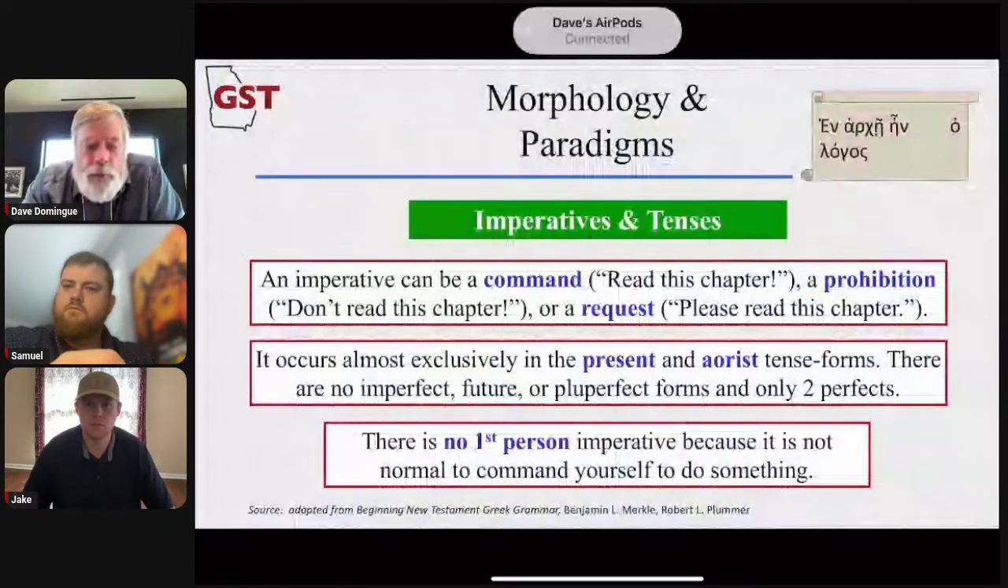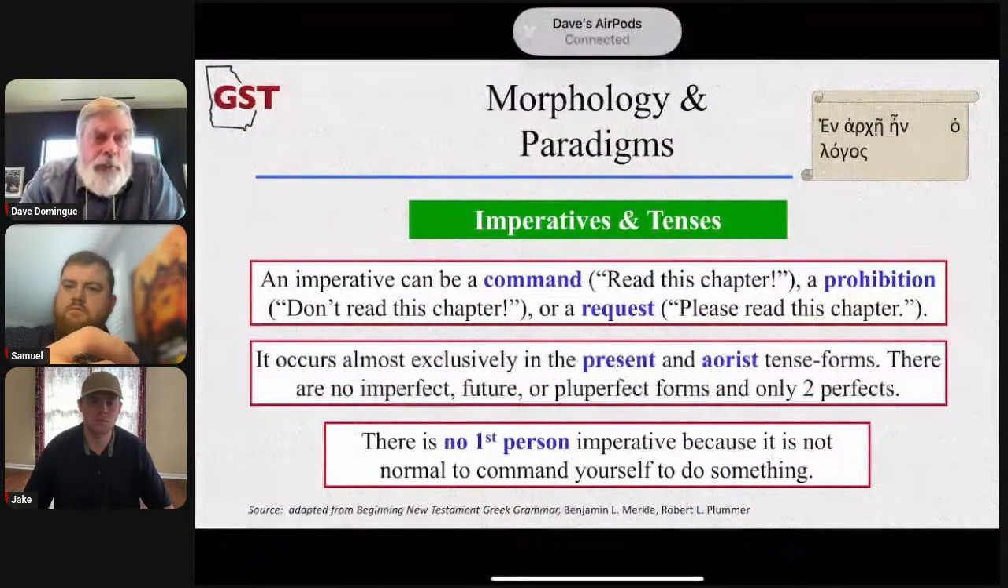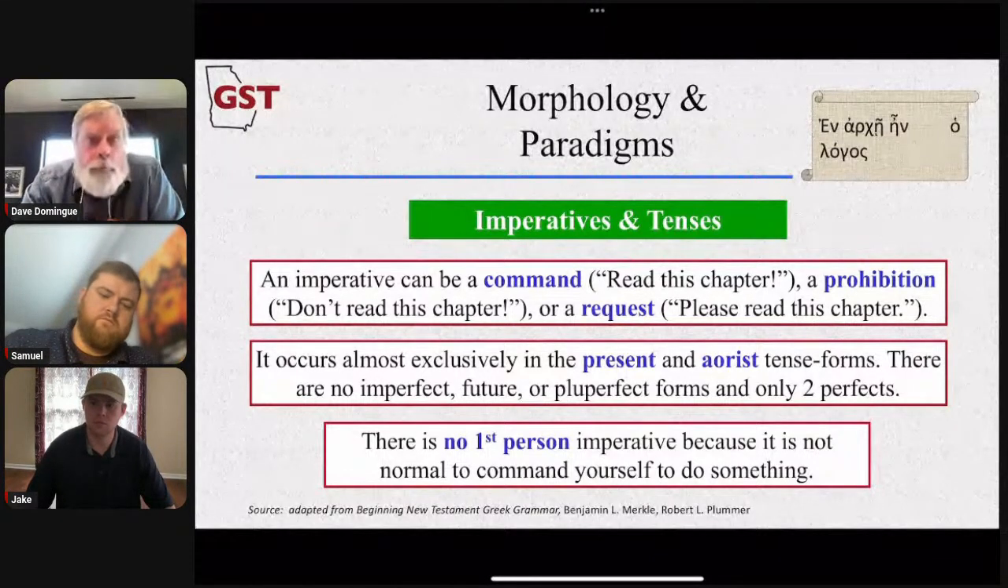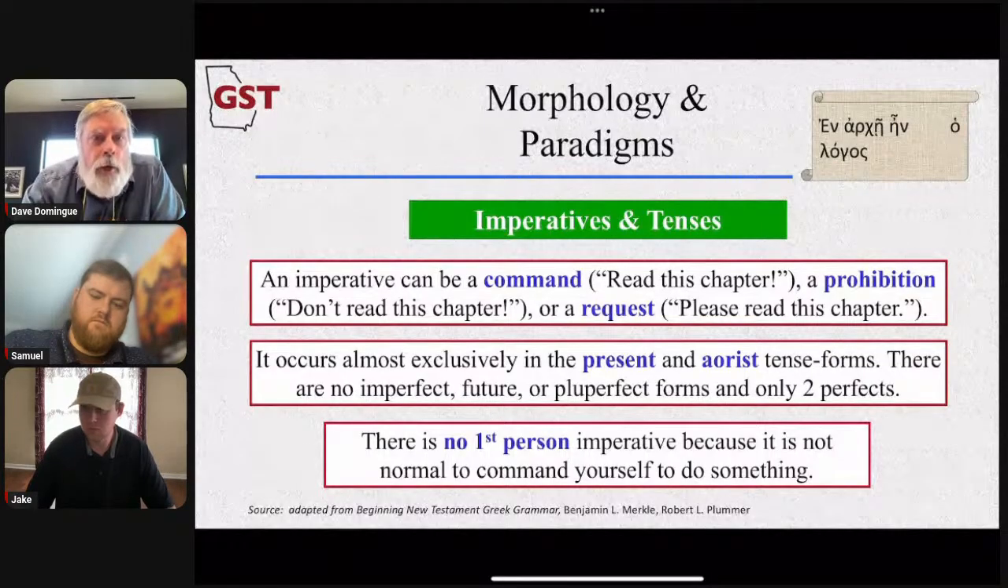So when we talk about imperative and the various tenses that are used, the imperative can be a command, right? Read this chapter. Or it can be a prohibition: don't read this chapter. Or it can be a request, also referred to as an entreaty: please read this chapter. Let us pray.